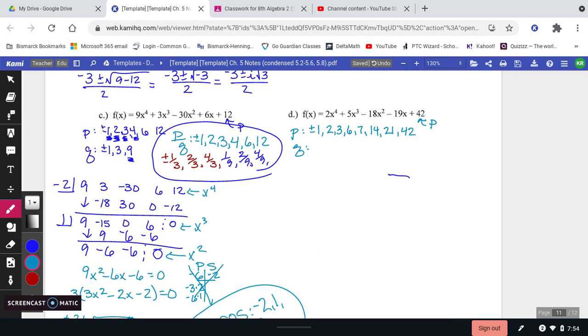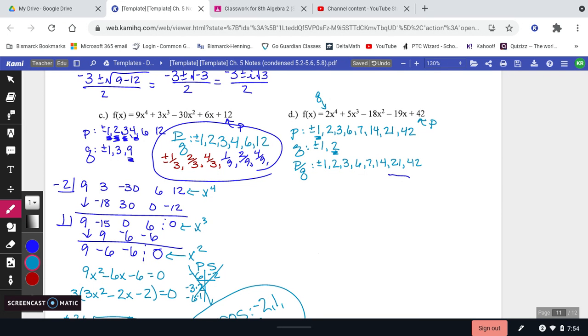My q's are coming from my 2. So my q's are going to be 1 and 2. All right, so my p divided by my q, of course, is all of these p's, because all of these numbers divided by 1 are going to stay the same. So I'm going to have the 1, 2, 3, 6, 7, 14, 21, 42. Okay, then I'm also going to have all of these numbers divided by 2.